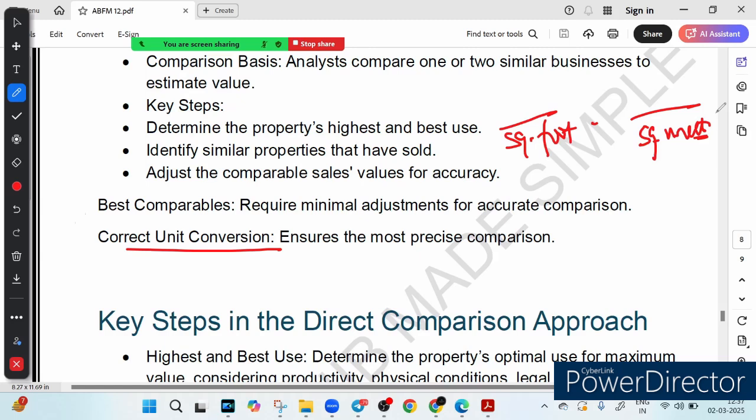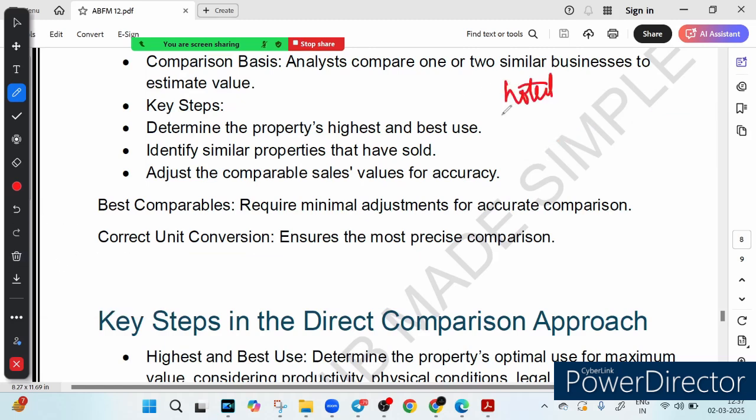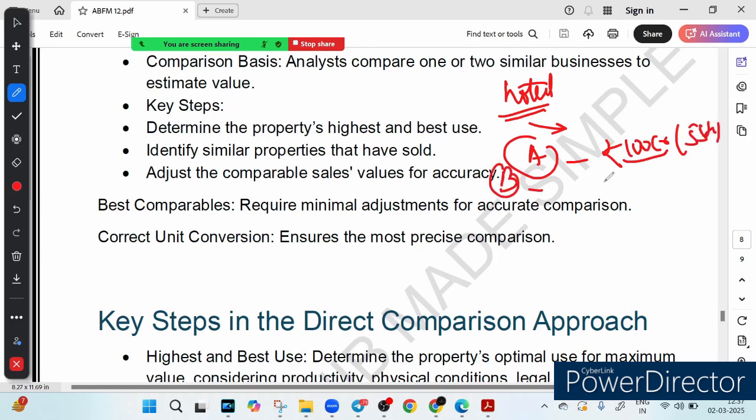Let me give you an example to make it clearer. Let's say you are valuing a hotel. You find two recently sold hotels in the same city. Hotel A sold for 100 crore. It is a 5-star luxury hotel. And hotel B is sold for 70 crore.